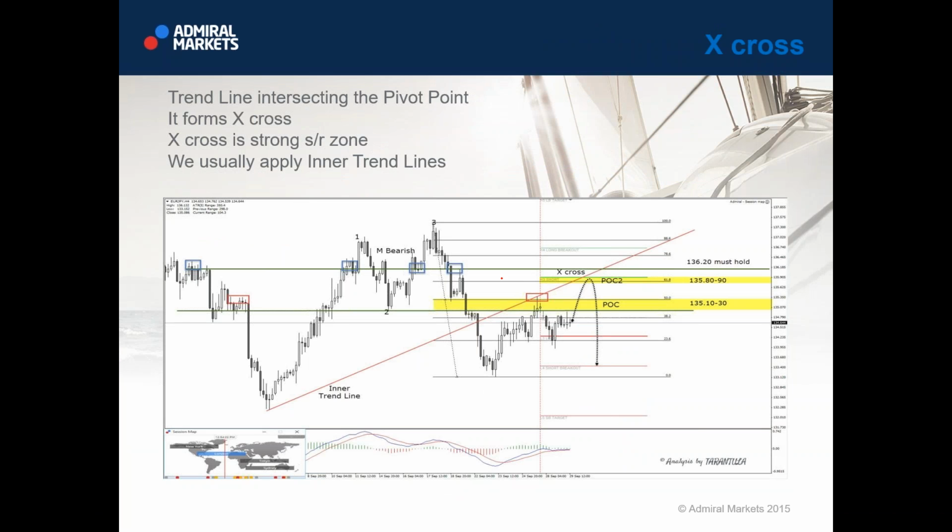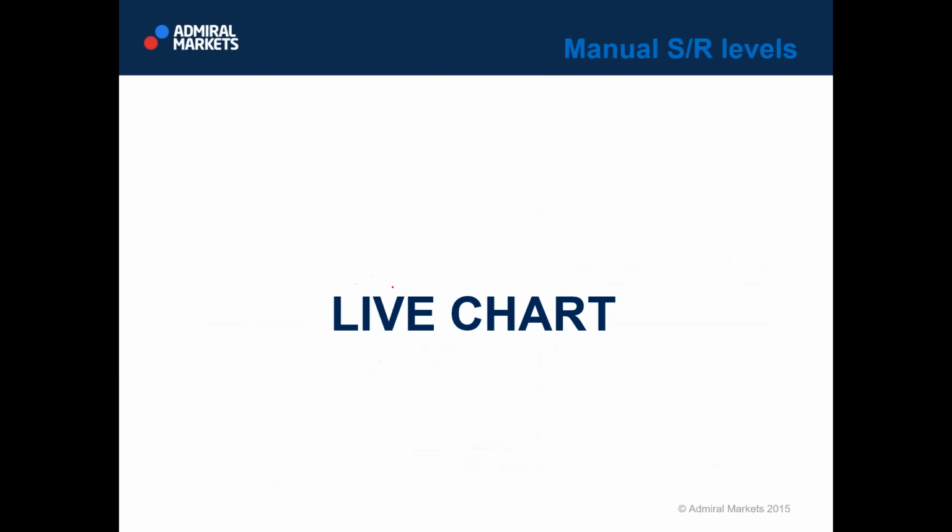X cross. What is an X cross? It's a trend line intersecting a pivot point or ATR stop. It usually forms an X cross. X cross is a strong support and resistance zone. We usually apply inner trend lines when we want to define an X cross. So the thing is, X crosses are often used in my analysis.